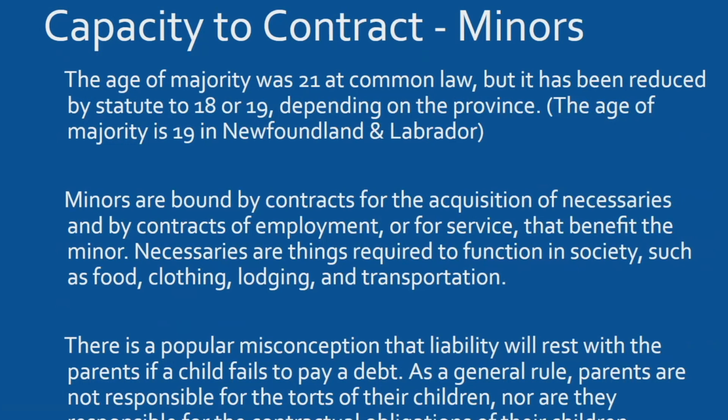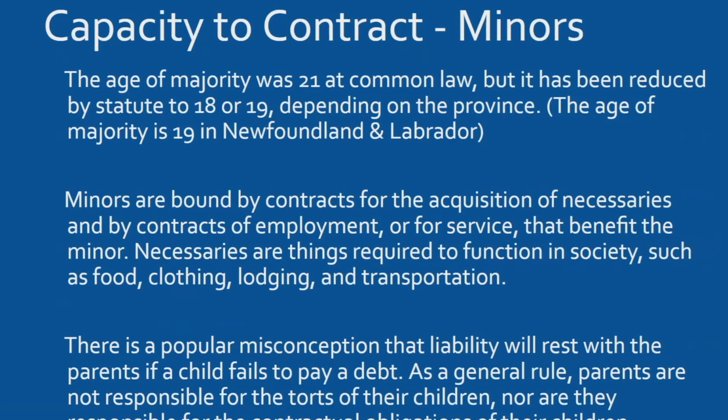Minors are, however, bound by contracts for the acquisition of necessity. So if a minor had a contract to buy essential food, that contract could be held against the minor. Okay. So these have to be proven to be essential. That's the critical thing. So if it's employment that's essential, or these sorts of things, then you can consider it an enforceable contract.